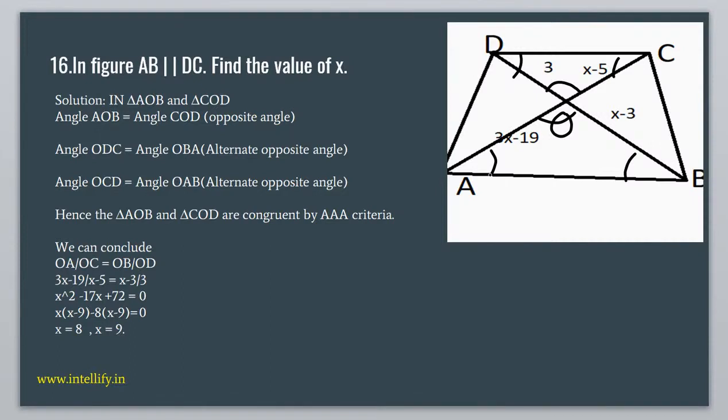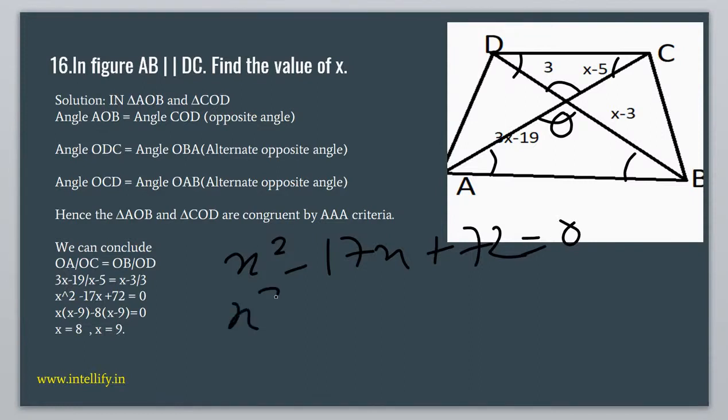So by AAA criteria, we can conclude triangles AOB and COD are similar, which will give us the conclusion that OA by OC is equal to OB by OD. And now putting the corresponding values of the different side lengths, that is OA is 3x minus 19, OC is x minus 5, OB is x minus 3, and OD is 3, we get x square minus 17x plus 72 equals 0.